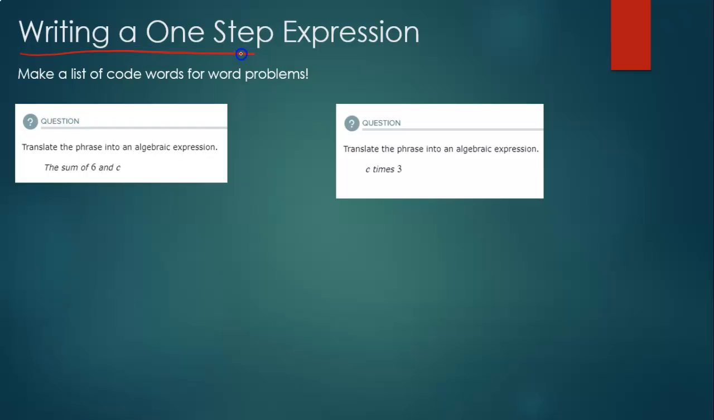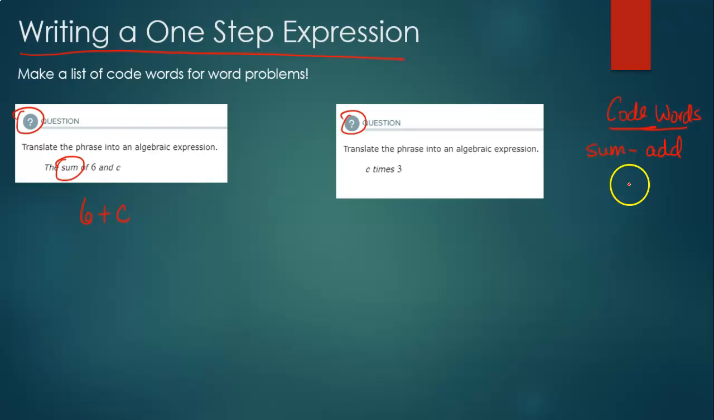So I want you to write a new topic, writing a one-step expression. And then over to the side of your paper, I want you to start making a list of code words. And we're going to add to this as we go today so that you know what these code words mean. So for this one, it says the sum of. Well, if you don't know that, then you're going to want to write down that sum means to add. So if it asks me to find the sum of 6 and C, I'm going to add 6 and C. There is no equal sign because it doesn't say is or is equal to or total. We just stop there. This is just an expression.